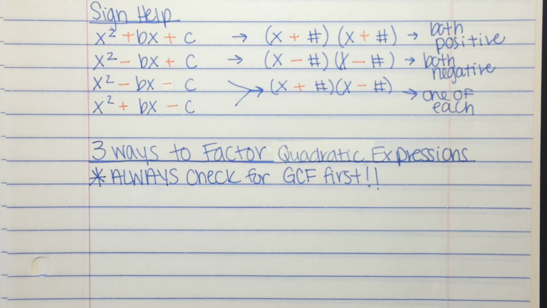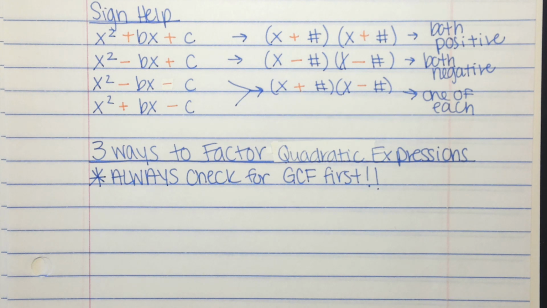Now, we're going to start looking at the 3 different ways to factor quadratic expressions. But first, you always have to check for a GCF. So it doesn't matter if it says factor out the GCF, or if it says factor by grouping, or if you're just given a quadratic expression and asked to factor it. The very first thing you need to do is check for a GCF. See if there's a common factor among all the terms that you can pull out.